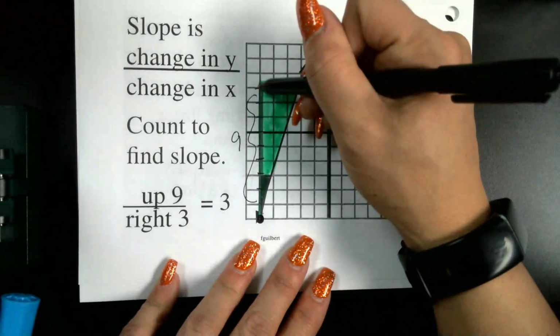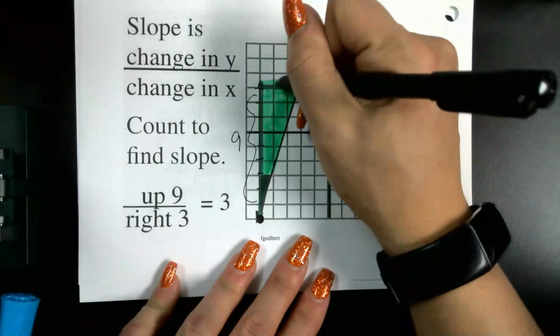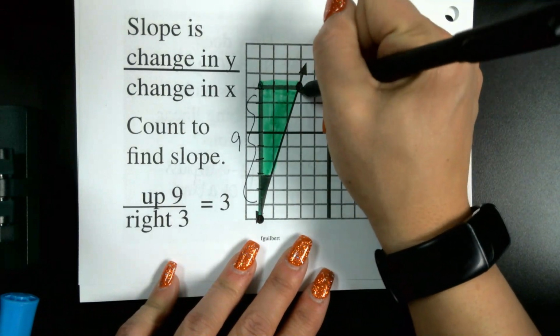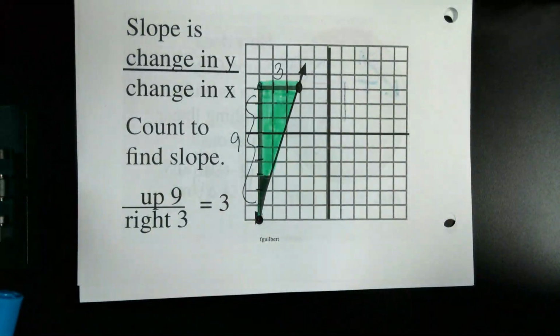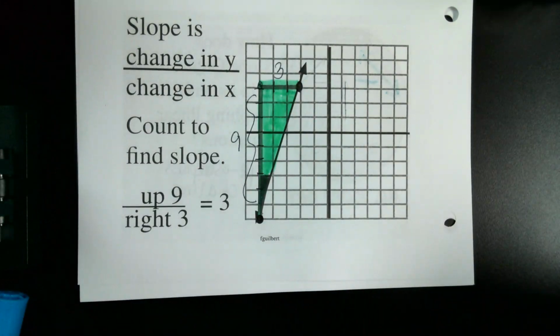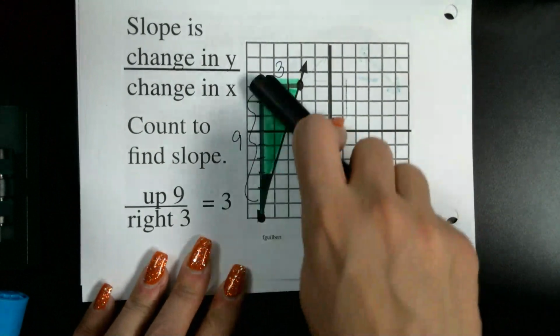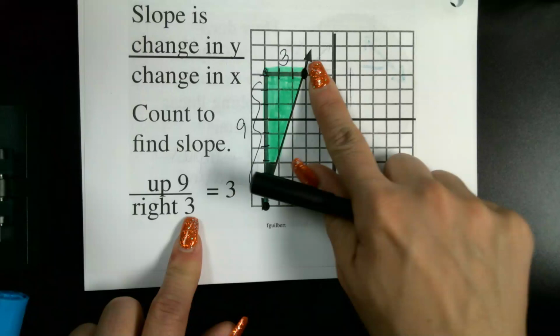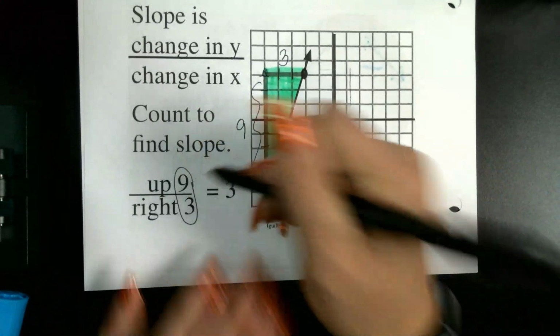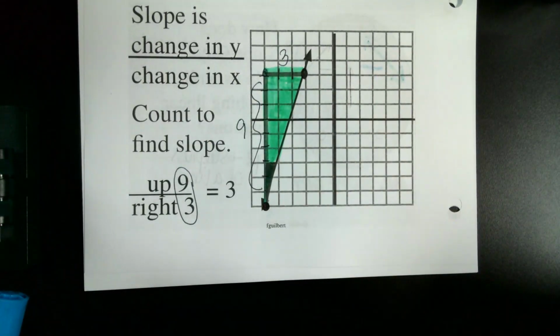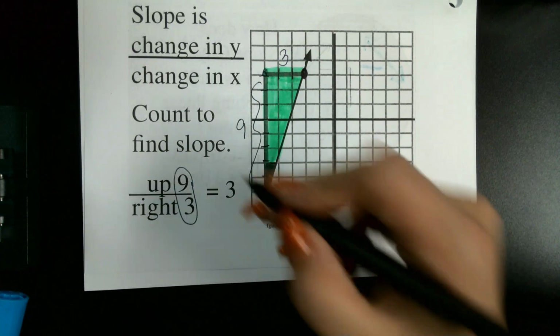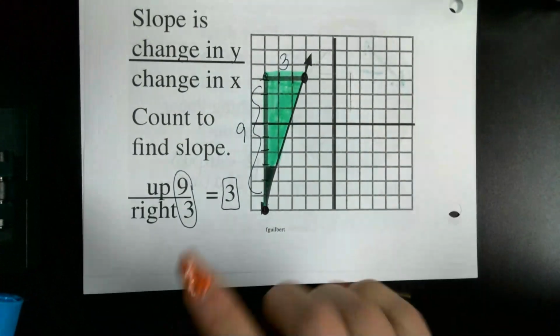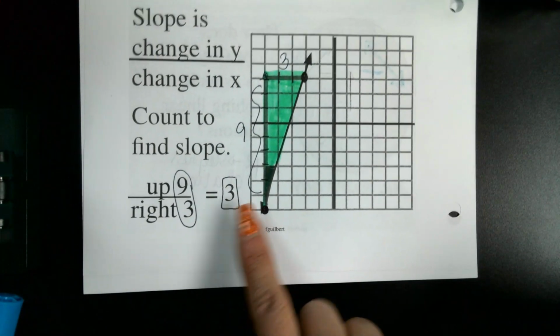And then when you get to here and you count to the right, it's 1, 2, 3. So that has, we call it a run. It's rise and run. That has a run of 3. So this is the y, this is the x. That's why they put the 9 up top, the 3 on the bottom. And then, is 9 actually divisible by 3? 9 divided by 3 is 3, isn't it? Okay, so that's why they turned it into a whole number. So the slope here was positive 3.